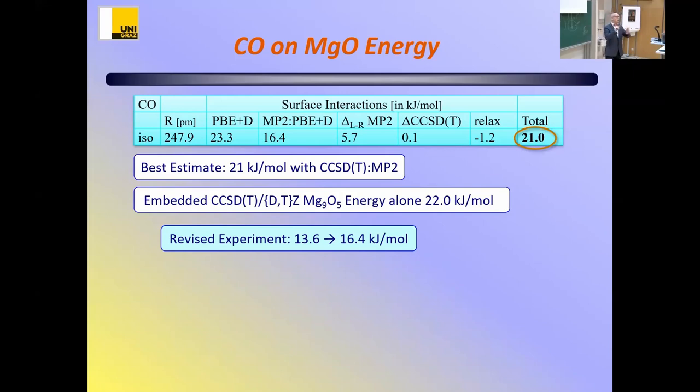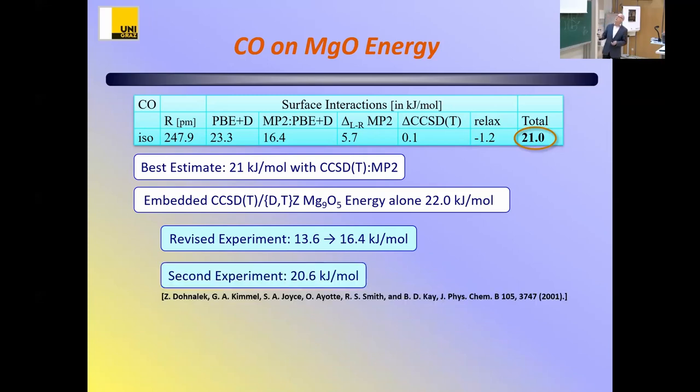So this is the absolute best that we can do. We're still 5 kilojoule per mole off. And then there was, of course, the question: are we really 5 kilojoule per mole off? We wrote the paper, and it said we were 5 kilojoule per mole off, but we had a very, very good referee.